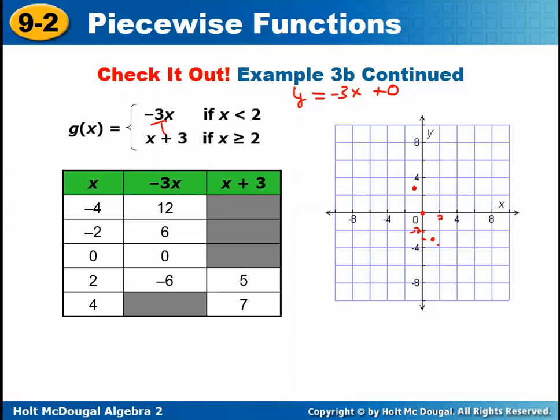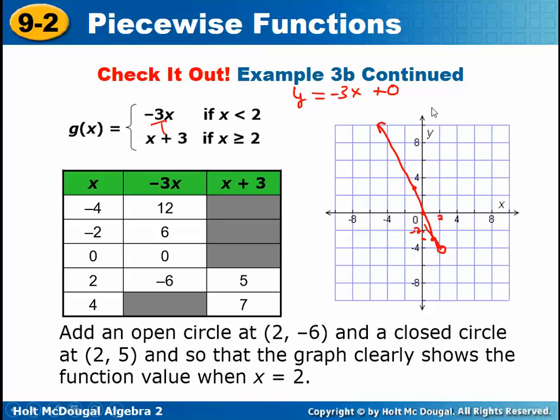Now I'm going to start here. I need a ruler. It's only going to go to 2, and it's not going to include 2, so there'd be a hole there, an open circle, and it would go that way. Okay, and then the other part has a y-intercept of 3, so that's about right here.